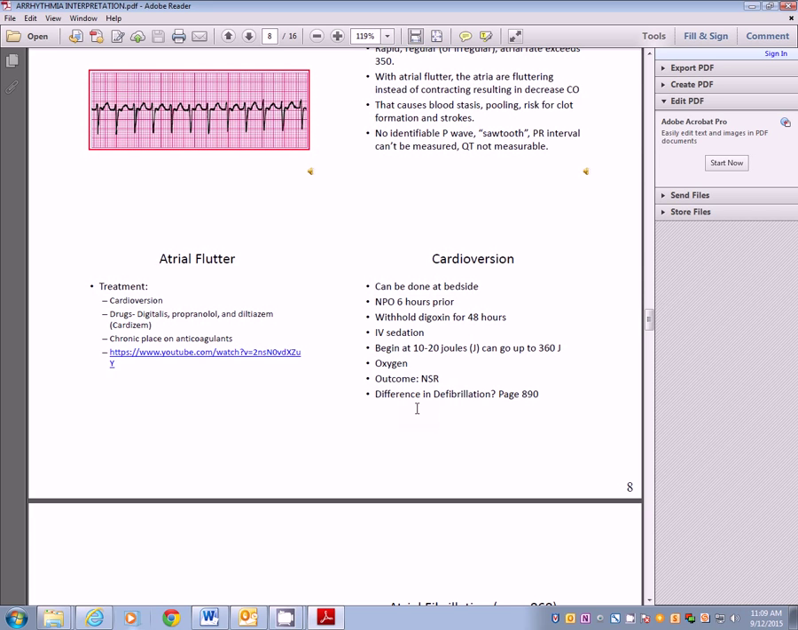There is a difference between, when you think about cardioversion, between that and defibrillation, and that is on page 890 in your book, if you'll turn over there real quick. It talks about defibrillation is basically the same as cardioversion in that electrical voltage is delivered to the myocardium to terminate unwanted rhythms, except defibrillation is done in the emergency situation for life-threatening dysrhythmias.